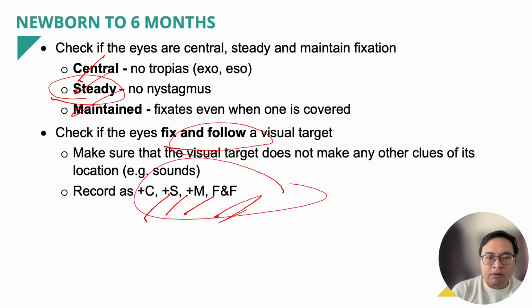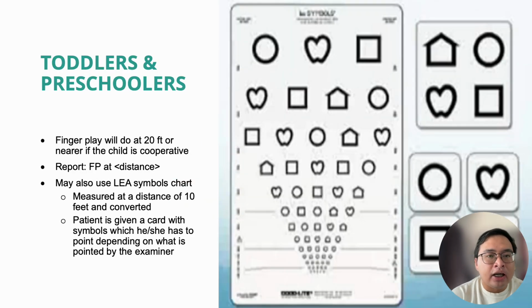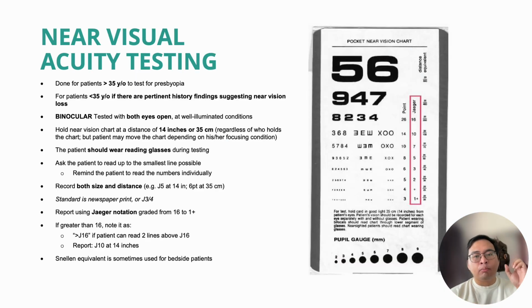Right? For children who are slightly older, for example, toddlers and preschoolers, this is what I have mentioned. Aside from animals and numbers, you could also have shapes if the patient is already familiar with shapes. Okay? So that is distance visual acuity testing, both for adults and for pediatric patients. There is also near visual acuity testing. And take note that you only do this for patients who are 35 years old and older, because you're assessing for presbyopia, meaning age-related loss of visual acuity. And of course, you could do this for younger patients if findings suggest a near vision loss.